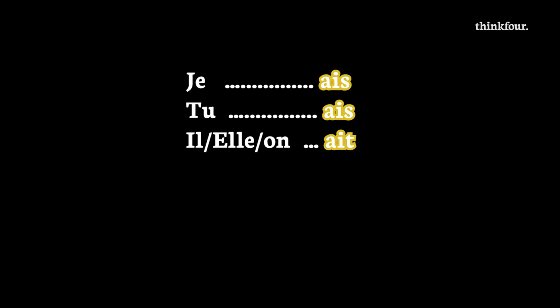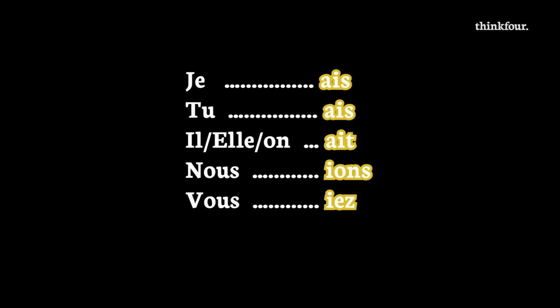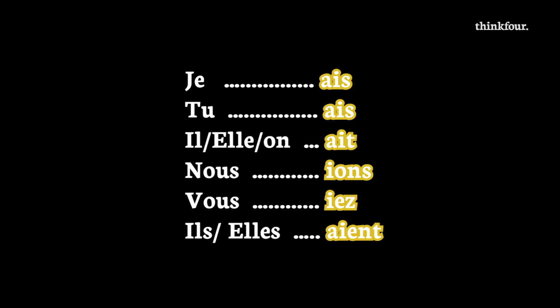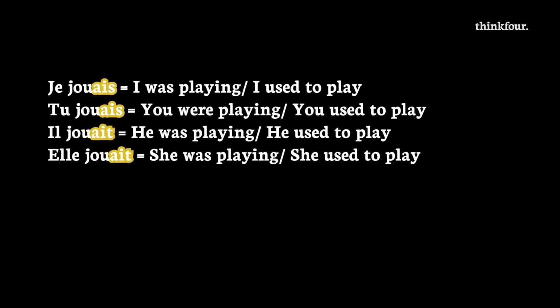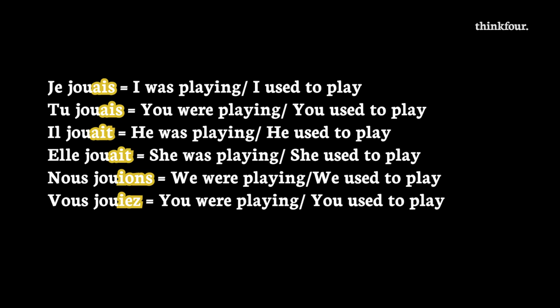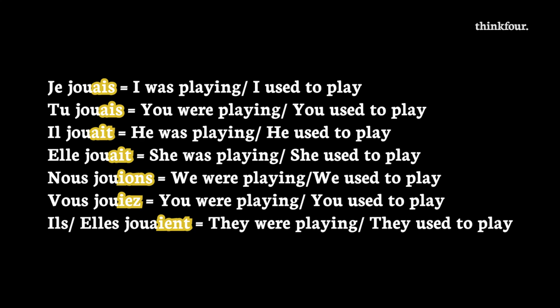Onto these stems, we add our new imperfect tense endings, which, as you can see from the screen, look like this. Je is AIS, tu is AIS, il, elle, on, AIT, nous, IONS, vous, IEZ, ils and elles, AIENT. I'm going to show you the complete example of the verb jouer, to play. Je jouais, tu jouais, il jouait, elle jouait, nous jouions, vous jouiez, ils, elles jouaient.